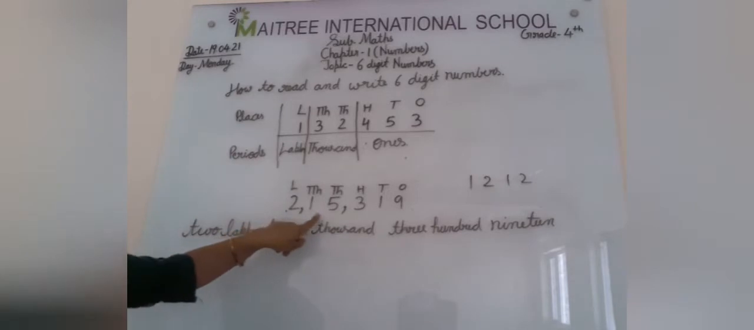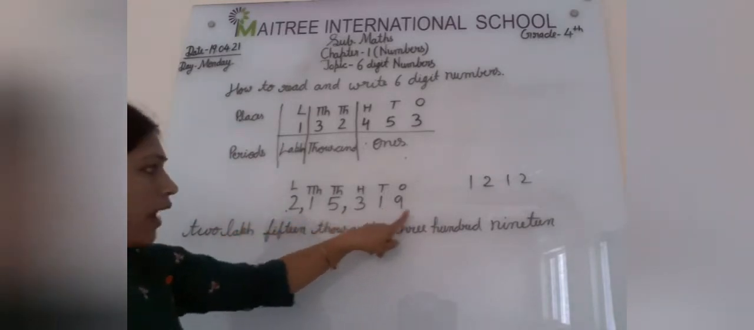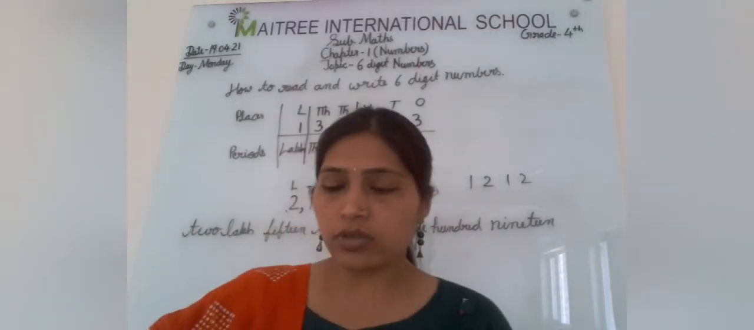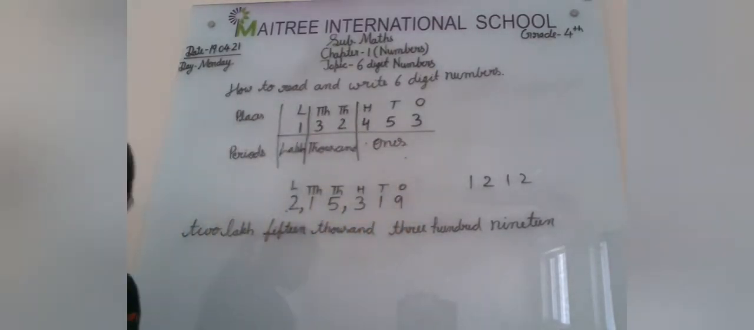Okay. So 2,15,319. Clear? Now I think it is clear to you all. So now let's come on to a new topic. Next topic.